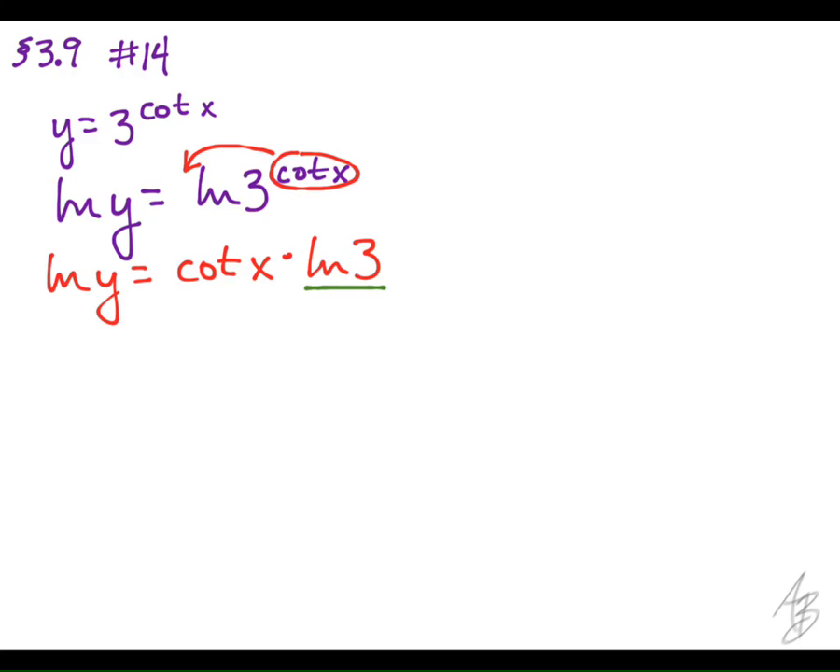Let's start, though. Let's just go term by term. What's the derivative of the natural log of y going to be? Yep, so we're going to use implicit differentiation. It's 1 over y times dy dx. And that's going to equal, I'll put the natural log of 3 out front. And then what's the derivative of cotangent of x?